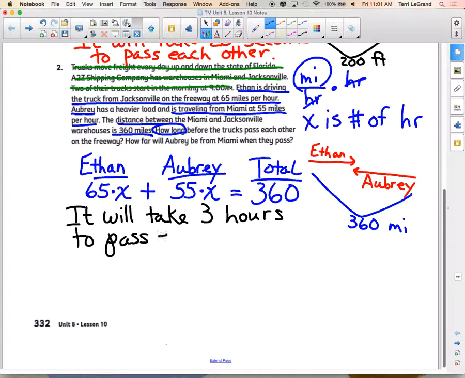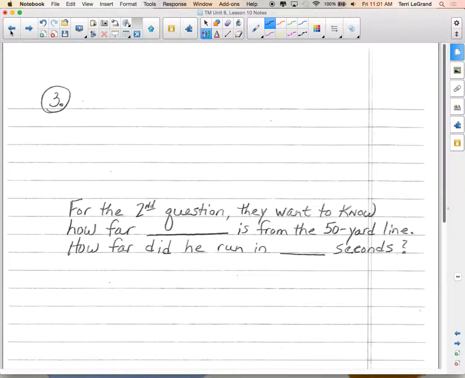To pass each other, to be able to honk their horns, as one's heading one direction and the other's heading another. Okay, so now we're going to go back and the second question says, how far will Aubrey be from Miami when they pass? How far? So that's going to be what? Miles, right? Okay, so let's go back to our work page.